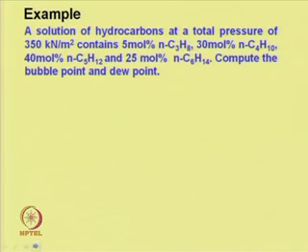Let us take a very simple example: a solution of hydrocarbons at a total pressure of 350 kilonewton per meter square, which contains 5 mole percent normal propane, 30 mole percent normal butane, 40 mole percent normal pentane and 25 mole percent normal hexane. Compute the bubble point and dew point.